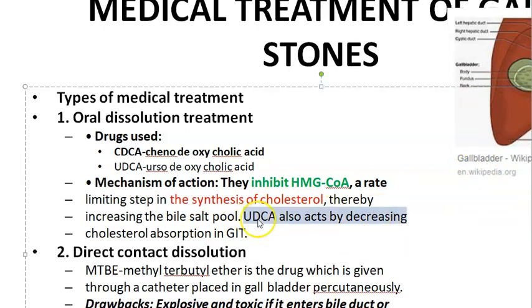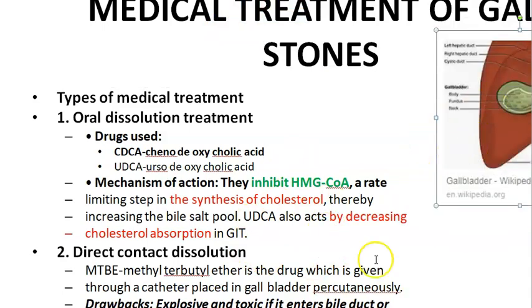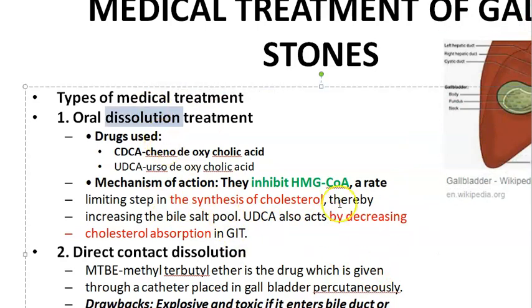And what does this UDCA do? It decreases cholesterol absorption in the GIT. So your body will have less cholesterol. You're going to stop the synthesis of cholesterol and also decrease the absorption of cholesterol. So there is less cholesterol in your body. So how will the cholesterol stone form, right? But if it is already formed, they are expecting it to be dissolved. Dissolution is the word they're using.